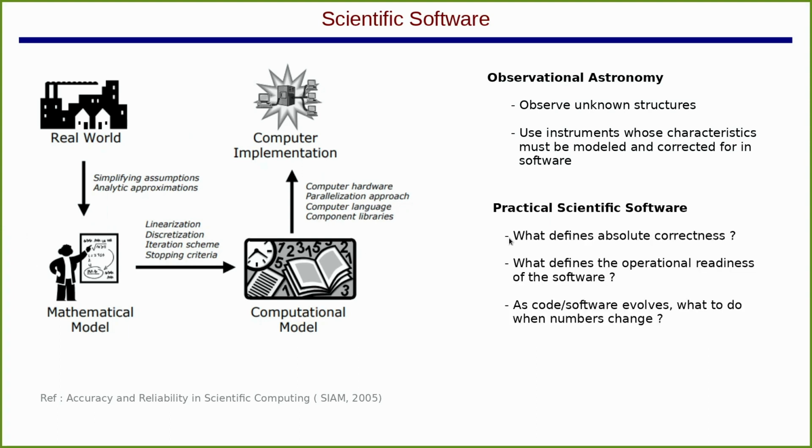In real life, what this translates to is questions about what defines the absolute correctness of an end result, how much can we trust it, then what defines the operational readiness of the software, because given the understanding that there are going to be differences and errors, how good is good enough? And finally, as software and code evolves, what does one do when numbers change? What can you trust and what can you not?